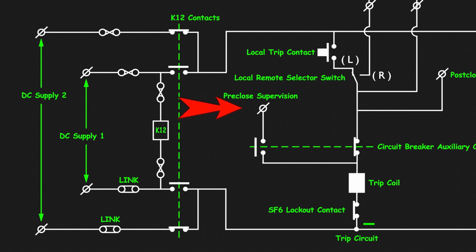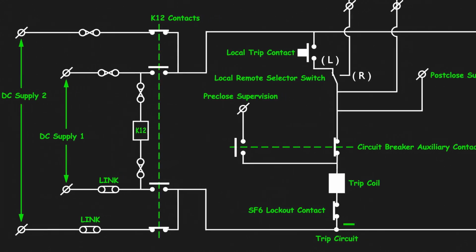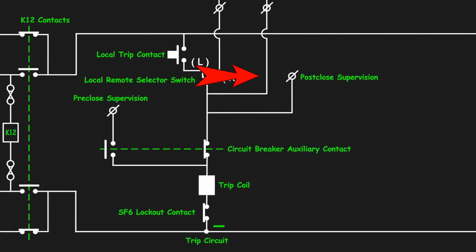This is the pre-closed supervision terminal, which means when the circuit breaker is in the open condition, then through this path, the pre-closed supervision indication on the control panel is connected. Because when the circuit breaker is in the open condition, these auxiliary contacts will be in the closed condition. This is the post-close supervision, because after closing the circuit breaker, this contact will be in the open condition. So this path will not give the supervision signal because it will be open. In that case, we will get the signal from this path.